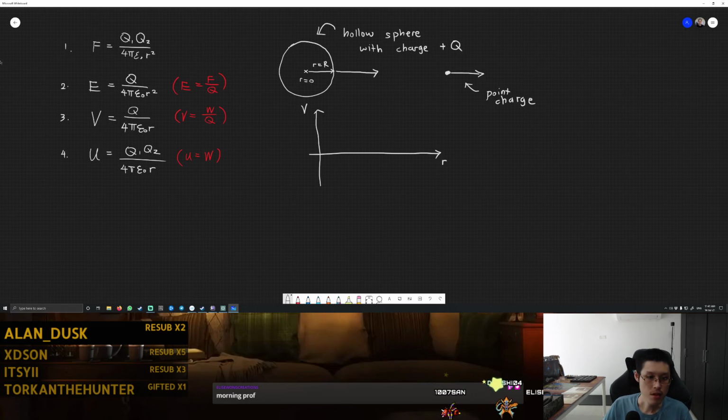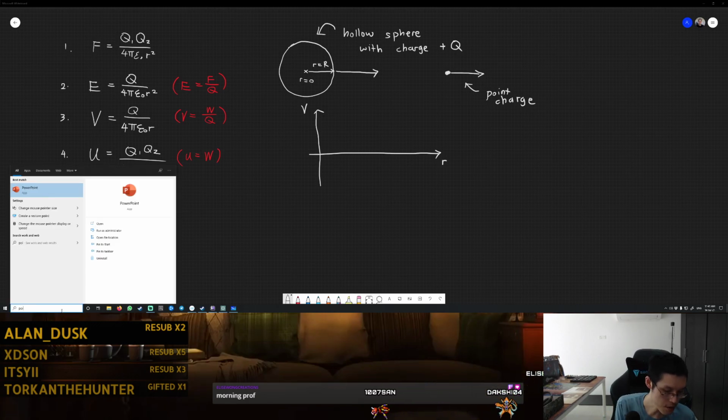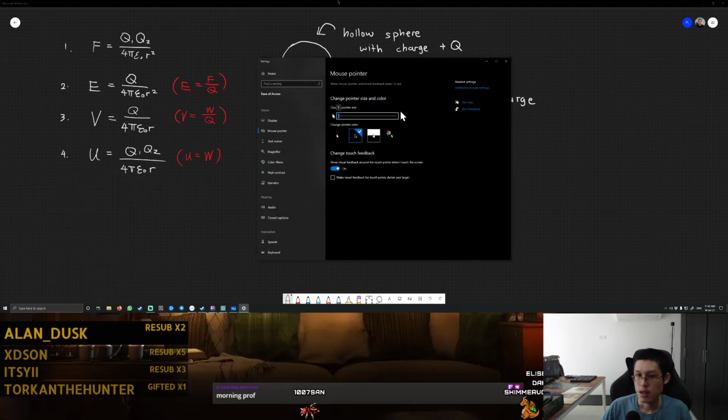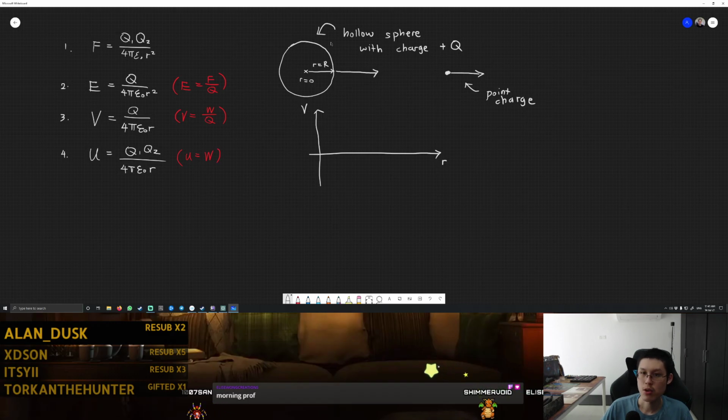So these equations that we have on the left only apply to point charges. For a hollow sphere, if you are looking at a point that is not inside the surface of the sphere, you can assume that this is a point charge, especially if you are very far away from the sphere itself. It is indistinguishable from a point charge.